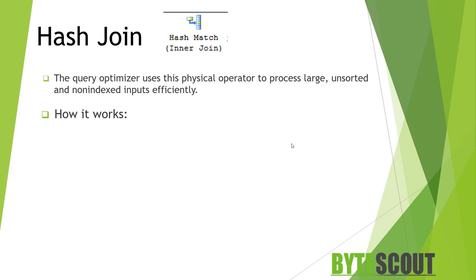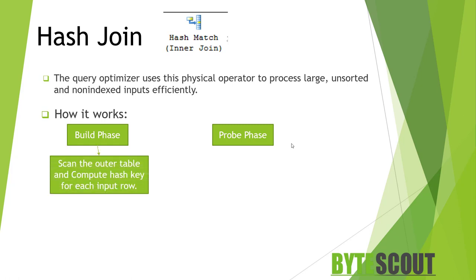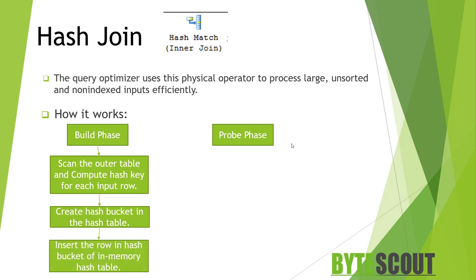The hash join performs its operation in two phases, the build phase and the probe phase. The general form of hash join is the in-memory hash join, in which the entire outer build table is scanned and the hash key is computed for each row, and then a hash table is built in memory. Each row from the outer input is inserted into a hash bucket depending on the hash value computed for the hash key. And then this build phase is followed by a probe phase.